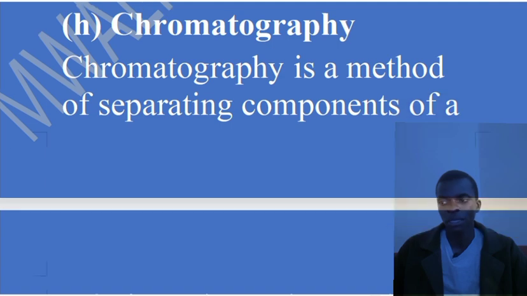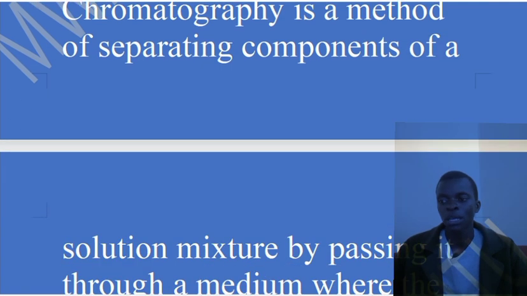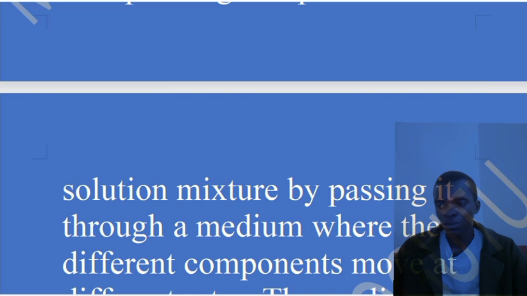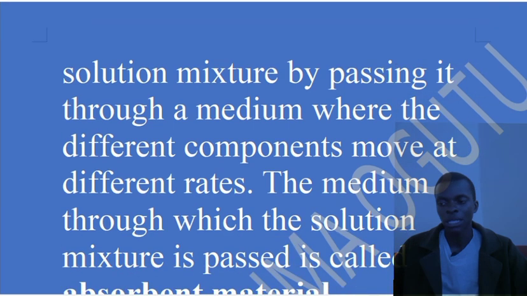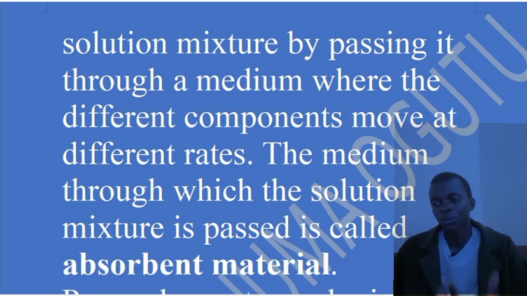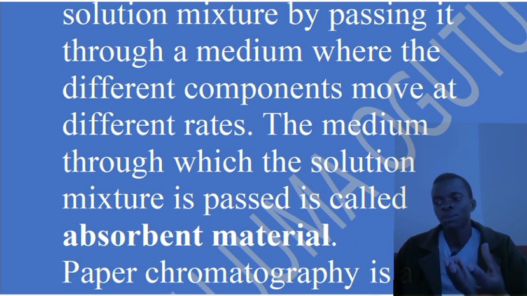So chromatography, we are saying, is a method of separating the components of a solution mixture by passing it through a medium where the different components move at different rates. Now, the medium through which the solution mixture is passed is called an absorbent material.